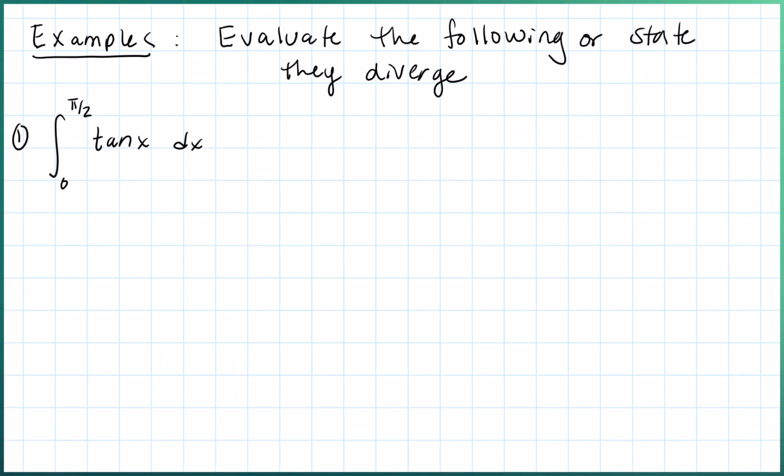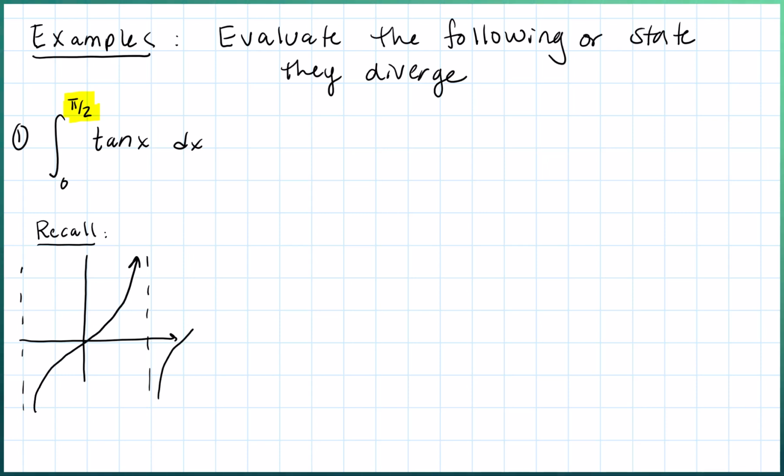All right, let's start with this one. So suppose that we want to evaluate or state that the following integrals diverge. On this particular one, we're integrating from 0 to pi over 2 the tangent of x. And it might help to think about a quick recall, because the reason this is improper is because of this upper bound of integration at pi over 2. And that happens to be a vertical asymptote for the tangent curve. So if we think about the tangent curve, it looks something like this, and it is periodic, so it continues.